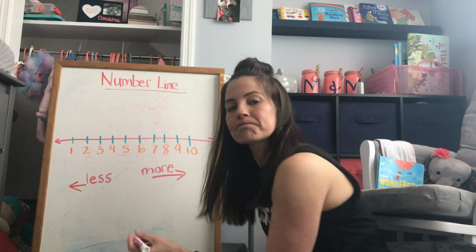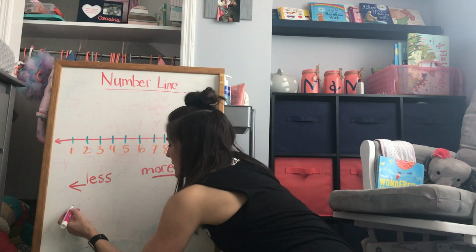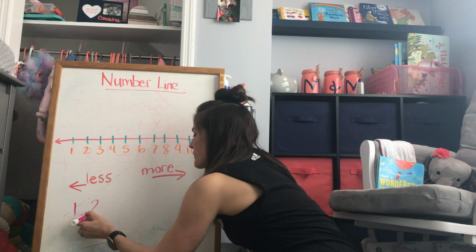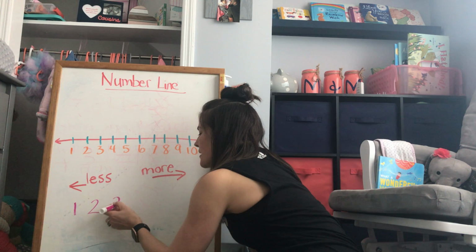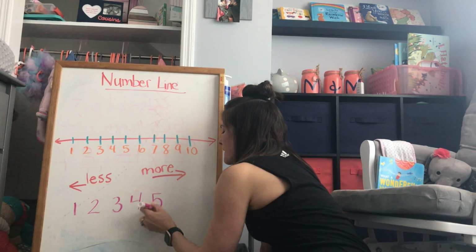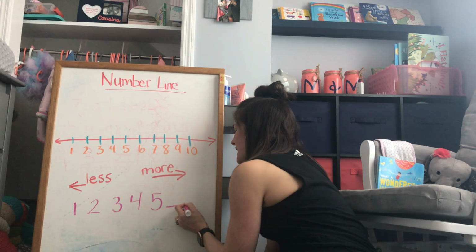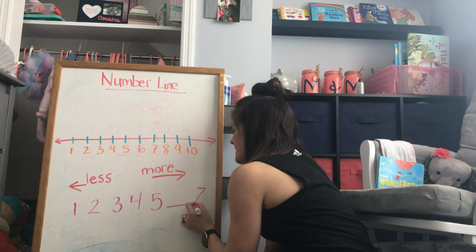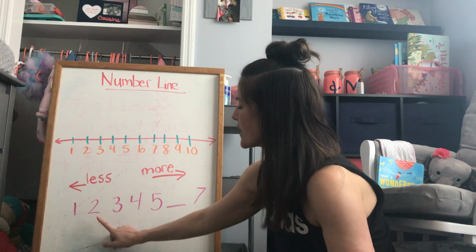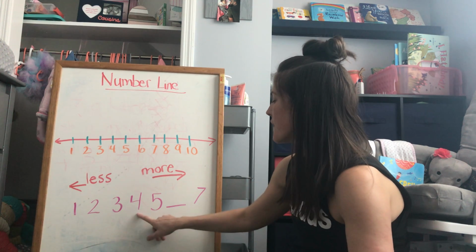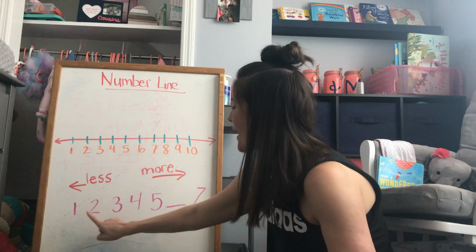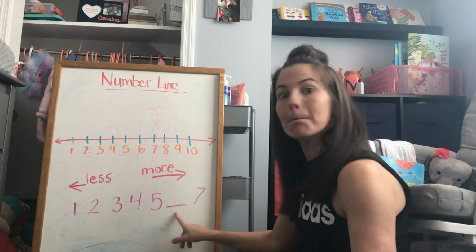So I'm going to write, and then I want you to write. So here we go. I'm going to have a 1, 2, 3, 4, 5, 7. If you need to pause to catch up, you can do that. 1, 2, 3, 4, 5, 7. One more time. 1, 2, 3, 4, 5, 7.